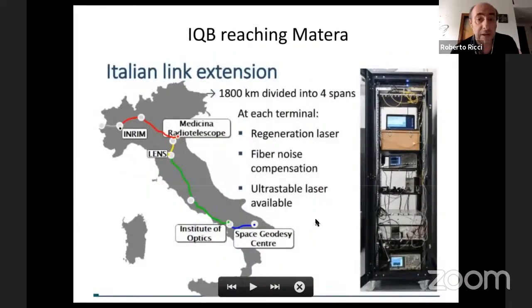The IQB reached Matera in November 2018. This link now has a 1,800 kilometer backbone. It is divided in 4 spans. The first one reached Medicina. The second span reached Florence, the Institute for Nonlinear Spectroscopy, and then the third leg reached the Institute for Optics in Pozzuoli, and the fourth leg, the Space Geodesy Center in Matera.